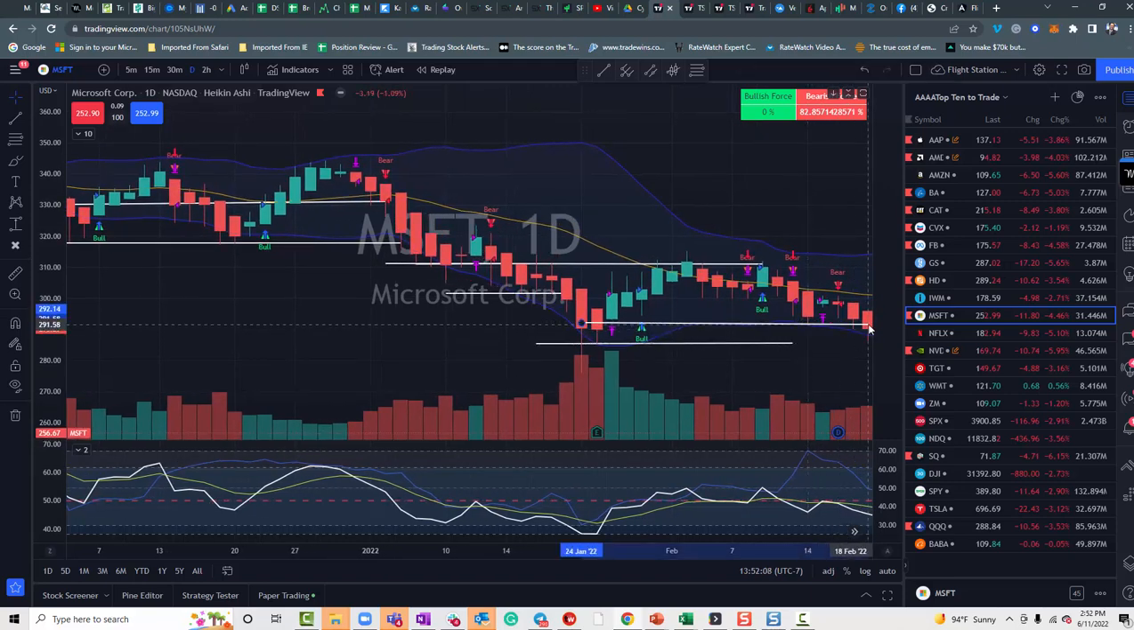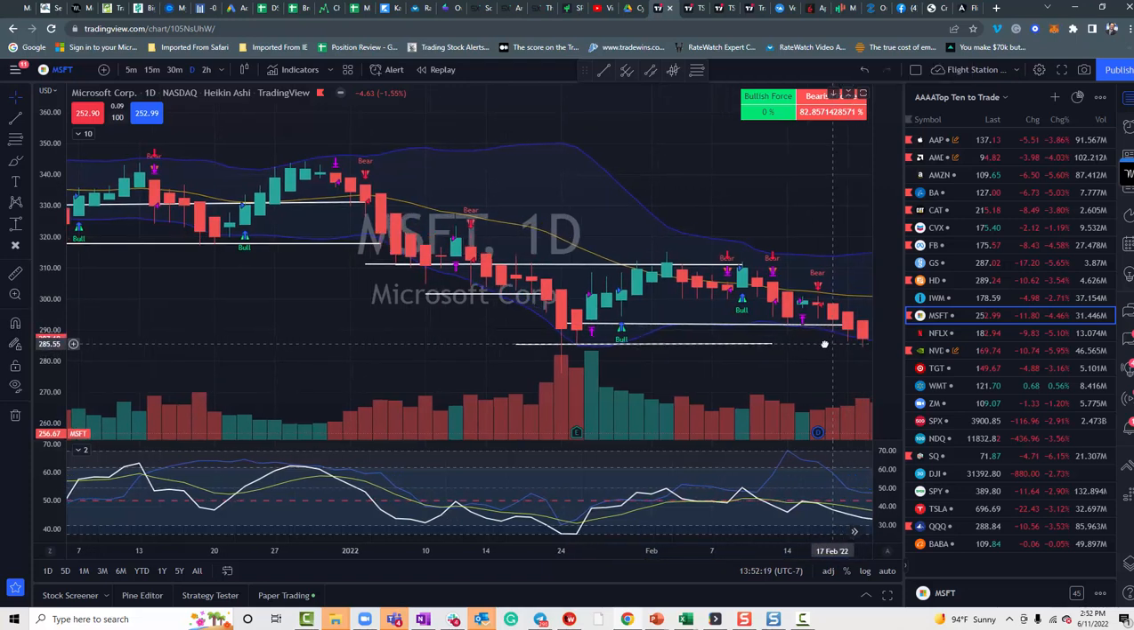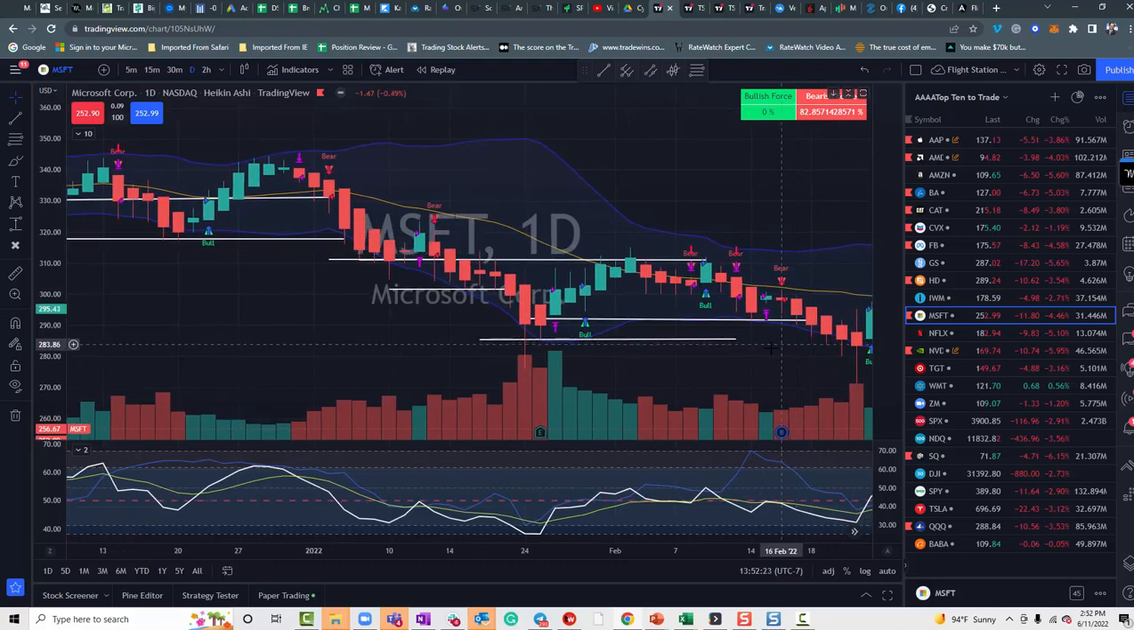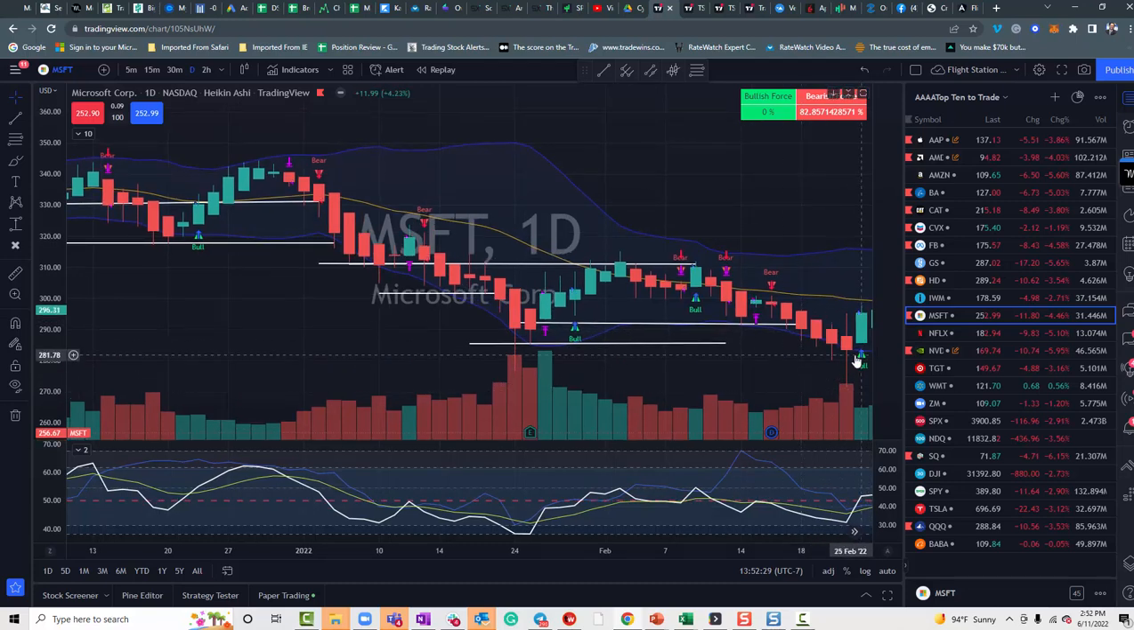Looks like it could be a decent signal. We would enter this at about 291. Let's see if we got faked out or not. Nope. Nope. Nope. Boom. Okay. So the bull signal and the exit are pretty much the same thing.